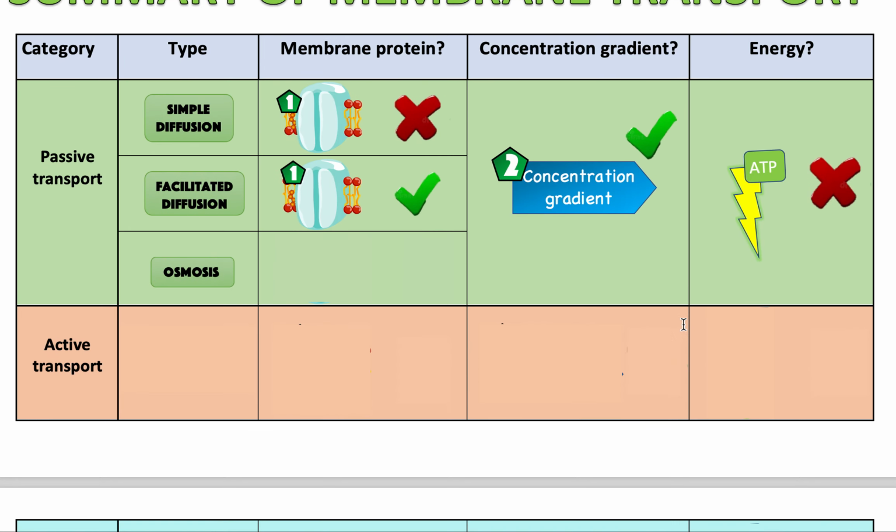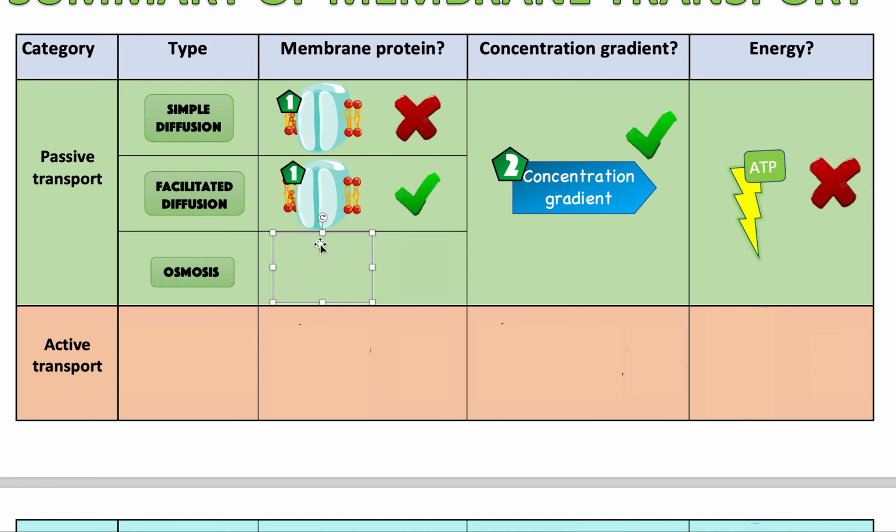Now the last one here for passive transport is osmosis. So osmosis is the transport of water. Both of these, simple and facilitated, were the transport of molecules across a membrane, not water. So substances other than water. So osmosis is the traveling of water, right?